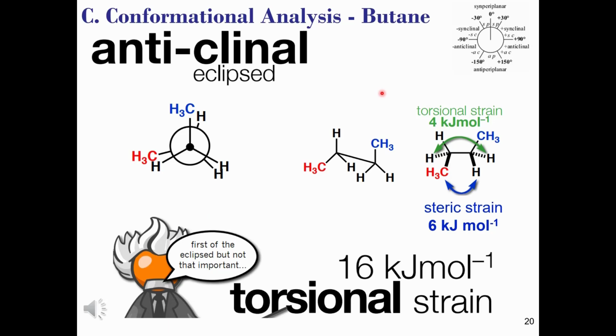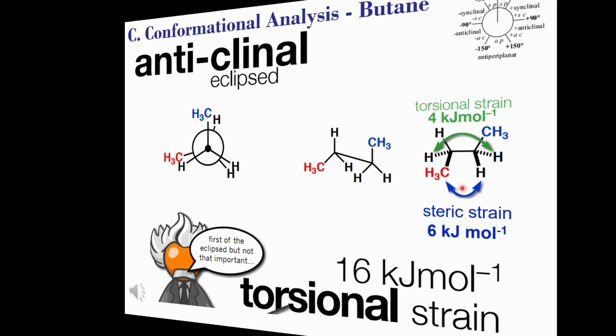So there are two steric interactions between a methyl group and a hydrogen, and there are also the interactions between two hydrogens eclipsing each other. So we have two lots of steric strain, so that's 12, plus one lot of torsional strain is 4, gives you 16. So let's take a look at some more conformations on the next slide.